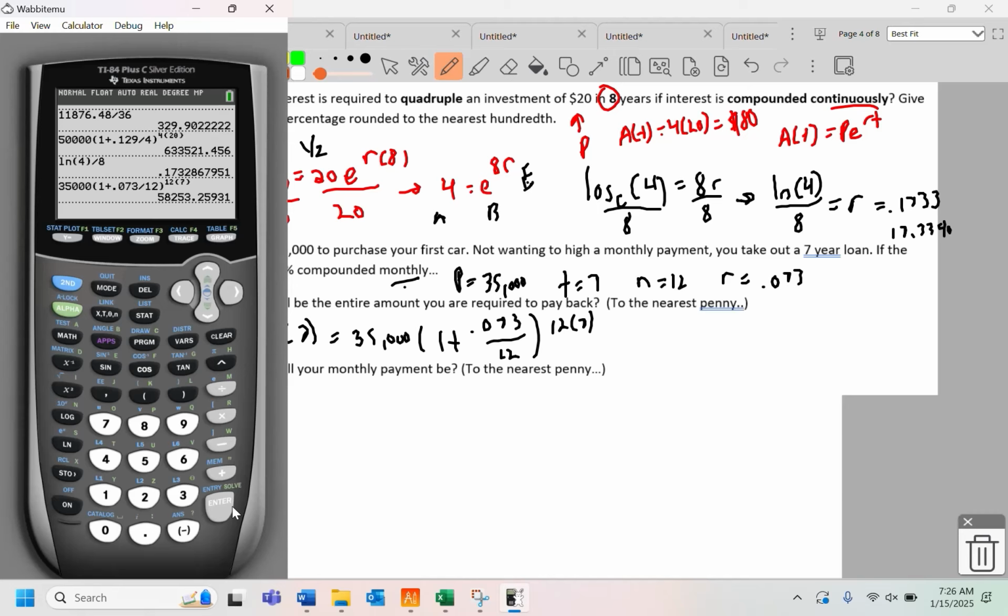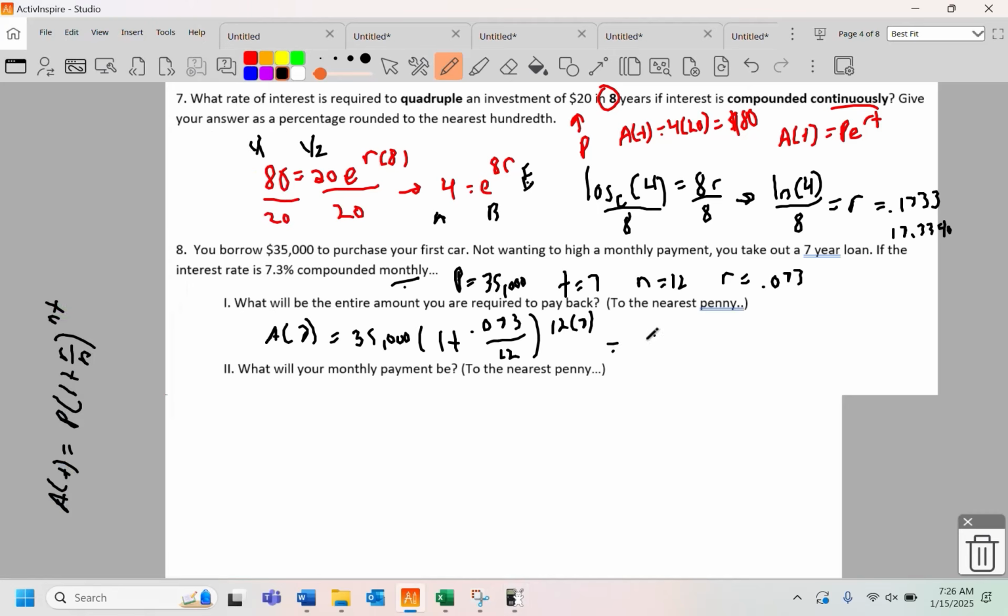$58,253.26. 58,253 and 26 cents. Look at that. Like you're spending $23,000 in interest to get this car. Like, make that connection. You should really only buy what you can afford. I wish I would listen to that advice sometimes, but you can really only buy what you can afford.